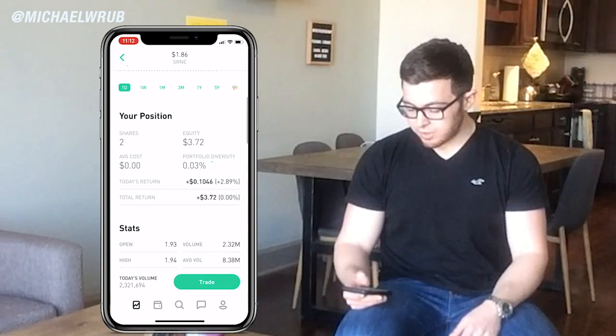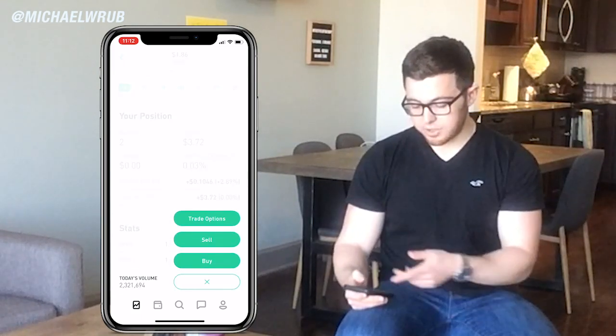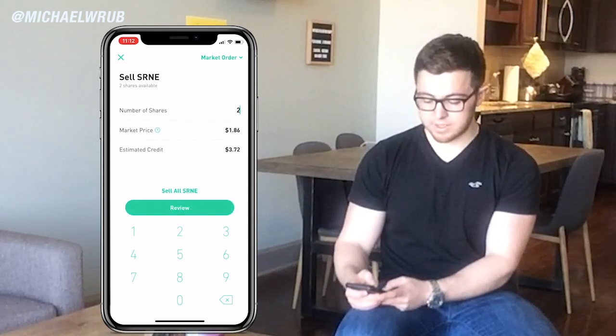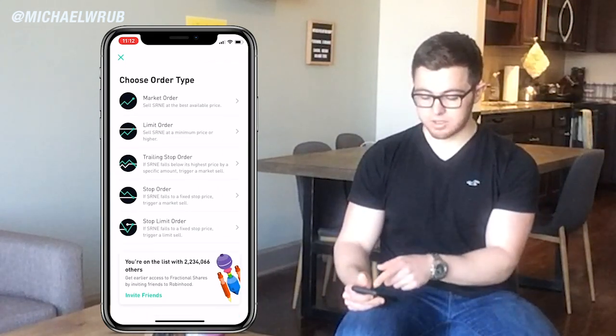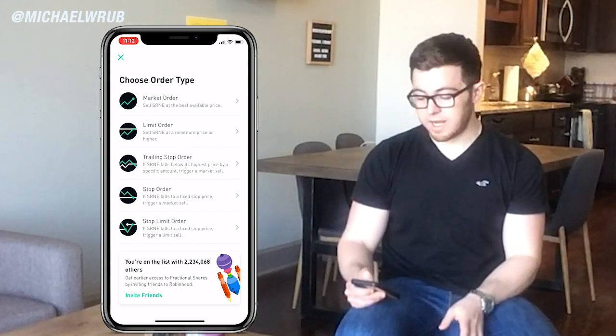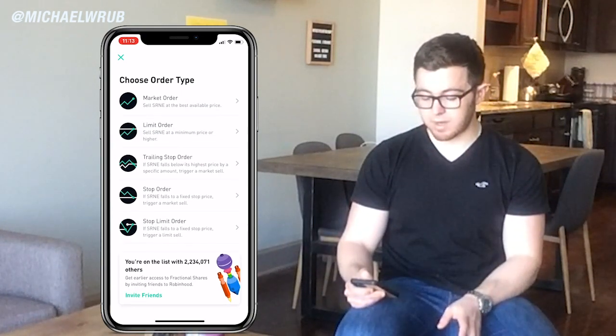So anyways, you go back down, you click on trade. You see the option to sell. So you could sell, let's say, 2 shares. It tells you the estimated amount you'll get for it, what the market price is. Again, you click on the top right, market order. You can see that there's a market order and a limit order. Market order means you sell it at the best available price, the price that is available right now. And limit order is when you sell it at a minimum price or higher.